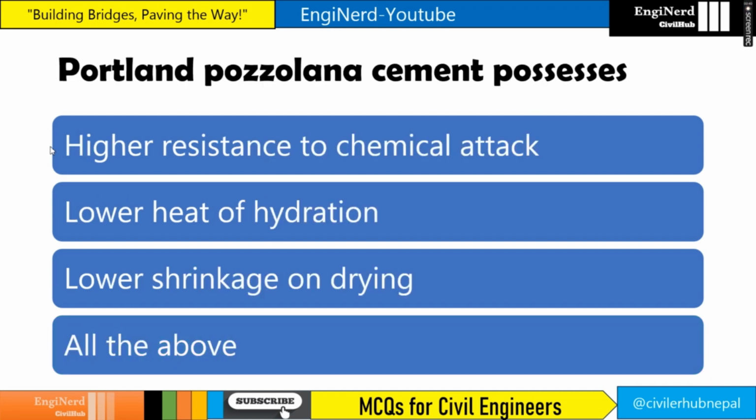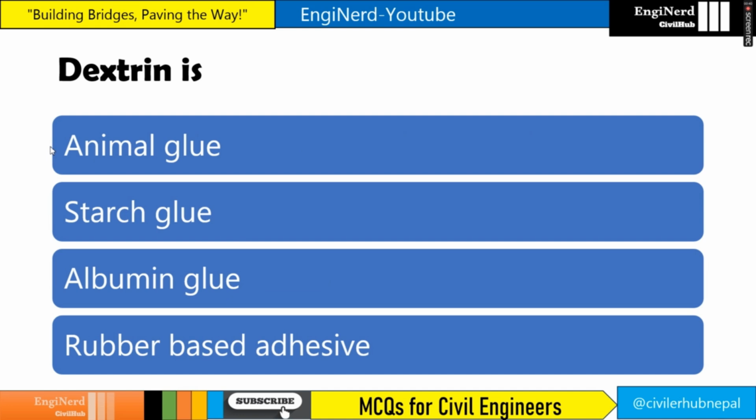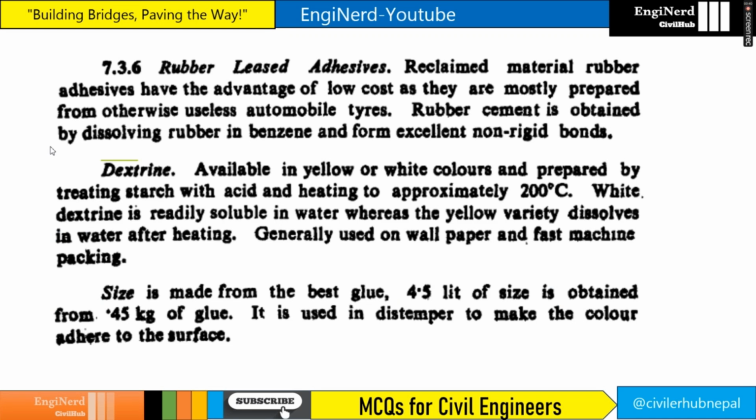Portland pozzolana cement possesses higher resistance to chemical attack, lower rate of hydration, lower shrinkage and drying, all of the above. Dextrin is a starch glue, albumin glue, rubber based adhesive. It is rubber based adhesive. So we see a rubber based adhesive, it is dextrin, right? Dextrin.